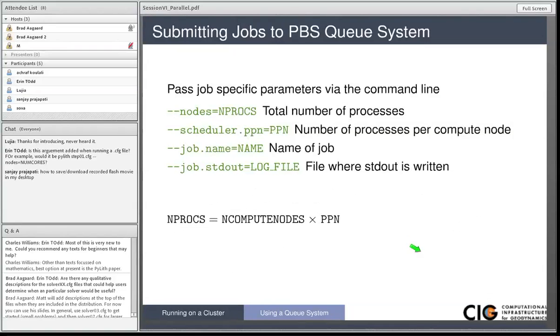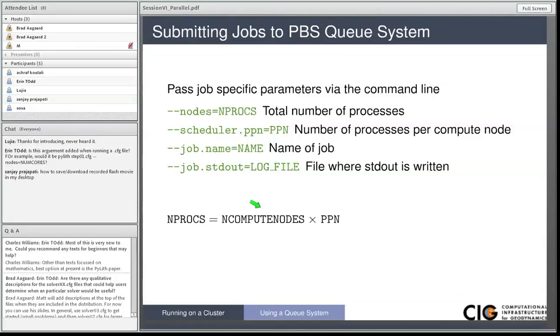So just a couple of final pieces of information about using the queue system before we run a parallel job. Again, we're going to use nodes equals, and here, instead of the number of cores, this is the total number of processes. And then on the scheduler, and this varies from scheduler to scheduler, we tell it the number of processes per compute node. So the total number of processes is the number of compute nodes times this processes per node parameter. So we're going to tell it this on the command line, in the nodes equals number of processes, and we're going to tell it how many processes per compute node. You had better make sure that these add up and you don't have a remainder when you divide the number of processes by the number of processes per compute node, or the batch system is going to complain.